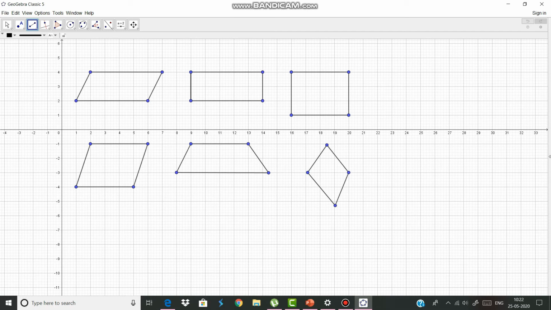Why are these special? In the parallelogram, two pairs of opposite sides are parallel and equal. That is why it's a parallelogram. That is why it is special. In a rectangle, two pairs of opposite sides are parallel and equal, and each angle is 90 degrees. In a square, all sides are equal, diagonals are equal, each angle is 90 degrees. In a rectangle also diagonals are equal, because these points have equal distances.